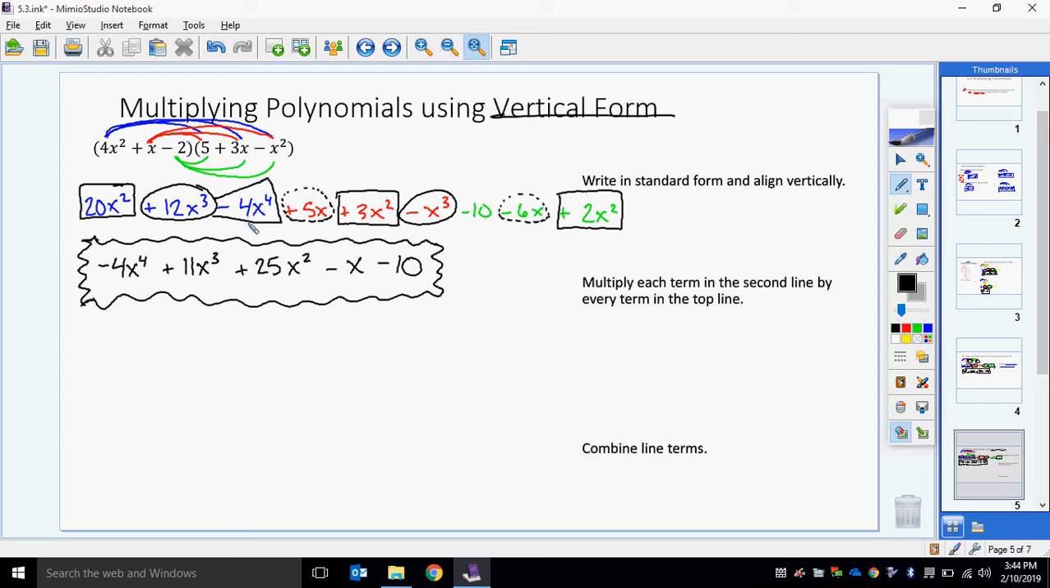Now, you need to be careful when you combine like terms. I wrote mine in standard form. Yours might look a little different, but you should have -4x to the 4th. Nothing to combine that with. You do have a couple x cubes, so 12x cubed and -x cubed would be 11x cubed. And then you have 3x squared terms, so 20x squared, 3x squared, and 2x squared make 25x squared. And then I have a 5x and a -6x, so that's -1x, and I have a -10 with nothing to combine it with.